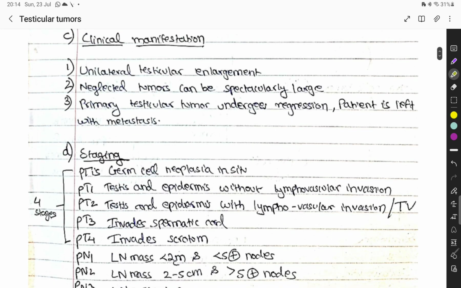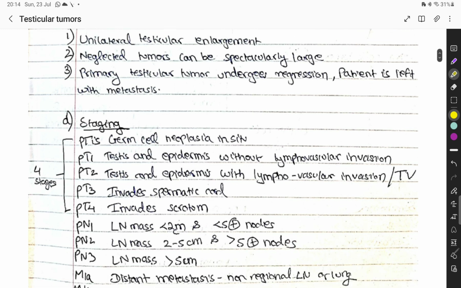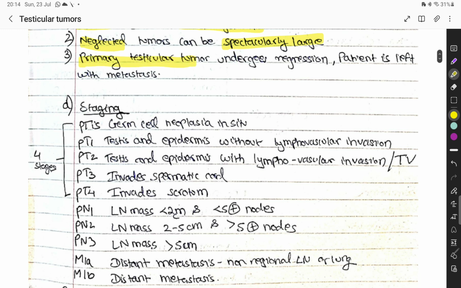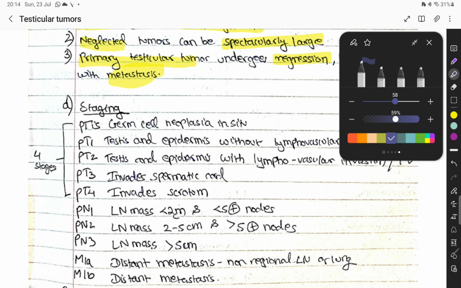Then we do clinical manifestation, how the patient will present. They will have unilateral testicular enlargement. Neglected tumors will be spectacularly large. Primary testicular tumors undergo regression. The patient is left with metastasis. How are testicular tumors staged?